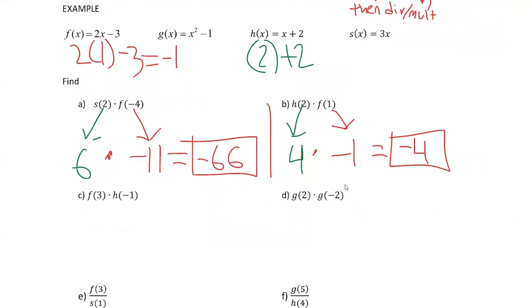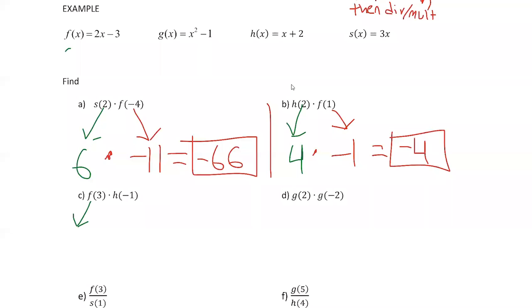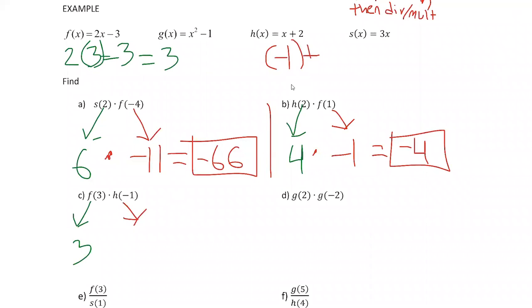Let's look at one more, then maybe I'll have you try D. For C, like I said, do your first part. So f of 3, plug that in to the f function. 2 times 3 minus 3 would be 3. Then do the h part separately. The h function is this function here. So -1 plus 2, that would be +1. Then multiply these two separate answers together. That would just be 3. So I'm going to erase my work.